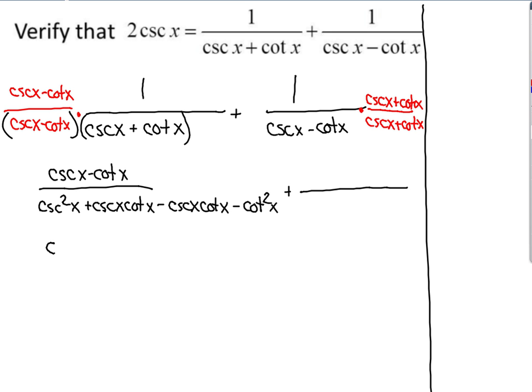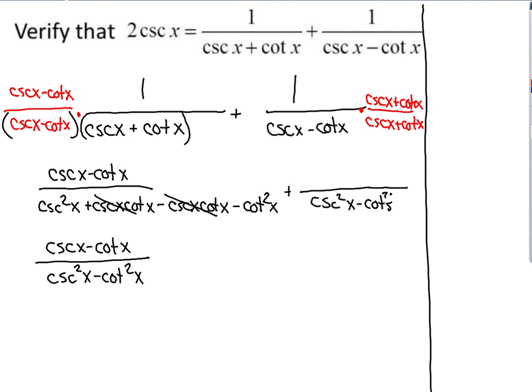If we go ahead and simplify that one, we're going to see I have a positive and a negative cosecant x cotangent, so those are going to cancel. We're just going to be left with cosecant squared of x minus cotangent squared of x as our denominator. So the denominator on the other side will also be cosecant squared of x minus cotangent squared of x, because we are just multiplying the same binomials. Now our numerator in that case, 1 times cosecant plus cotangent, will just be cosecant plus cotangent.